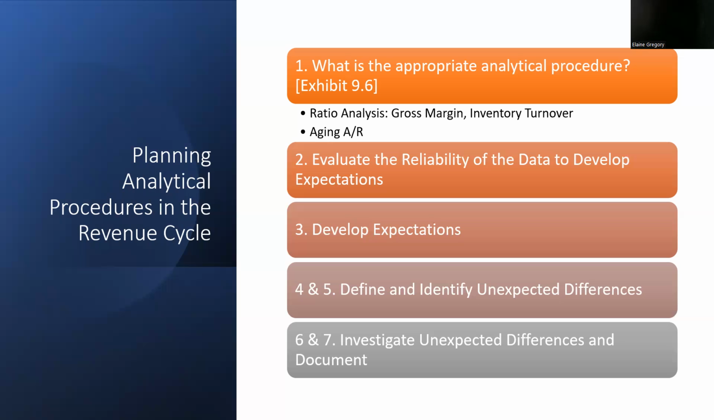Once you develop those expectations, go through and define and identify unexpected differences. Are there differences within revenue that might be going counter cycle? For example, if you've got revenue based on seasonality, but sales are not going in alignment with that seasonality, that's an unexpected difference. And if you identify these types of differences, you're going to have to investigate those differences and document them. Why are those differences not in alignment with perhaps past history?